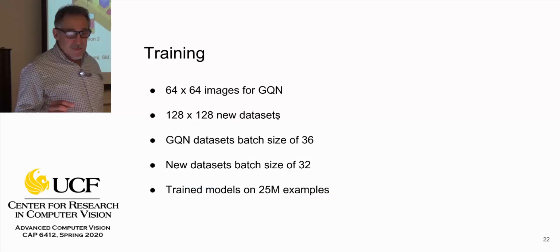So for training, the GQN, this is the old data set, the previous data set, 64 by 64 images. The new data set is 128 by 128. GQN was batch size of 36. New data set 32. And it was models trained on 25 million examples. And that's the advantage of using 3D environment. You can produce as many as you like.